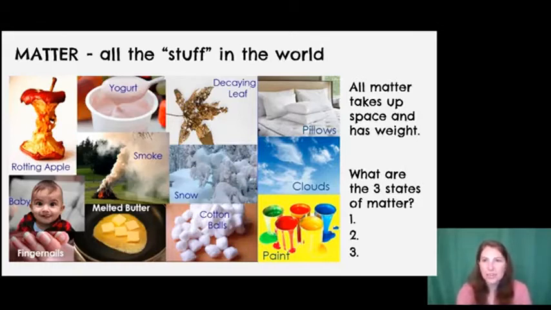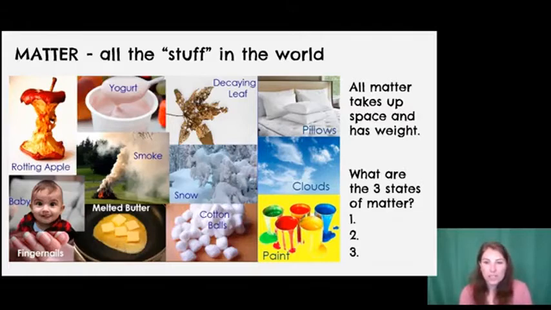All right, after we did all of the tests with the cars on the ramps and the floor, we started talking about matter. And remember, matter is all the stuff in the world. It's just stuff. To be more specific, matter takes up space and it has weight. And what makes it tricky is sometimes we think about things that we don't really see, or we think they don't weigh very much. But even if they don't weigh very much or we can't see them, they're still there. It's still matter.